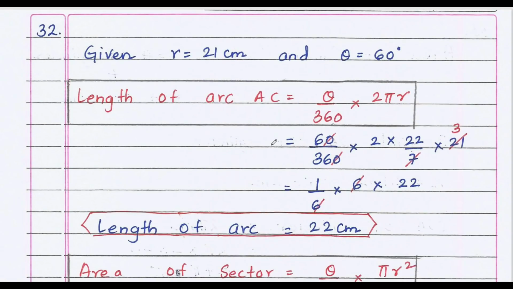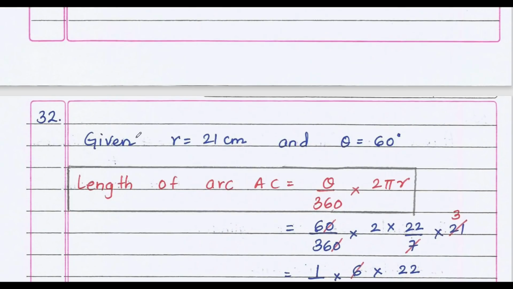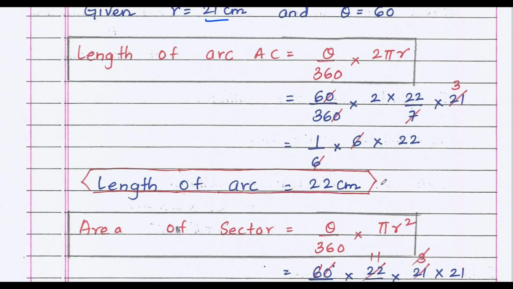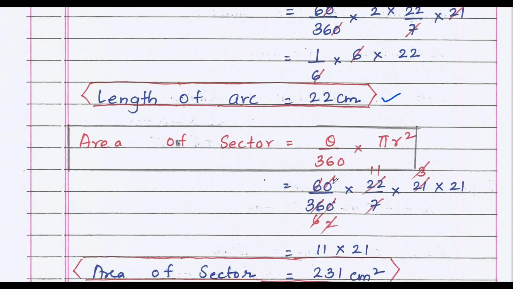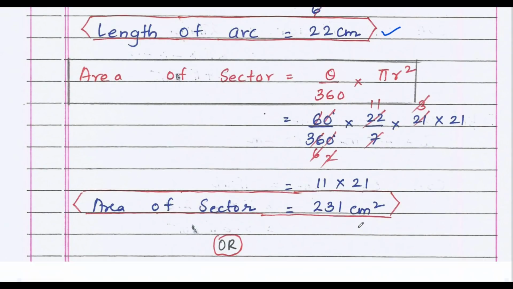Question number 32, we need to find out the length of arc AC and area of sector OAC. Given radius is 20 cm and the angle theta is 60 degrees. Length of an arc is given by the formula theta by 360 into 2 pi r. Substitute the values of r, theta, we get length of an arc is 22 cm. Area of sector is what? Theta by 360 into pi r square. Substituting the values, we get area of sector as 231 centimeter square.